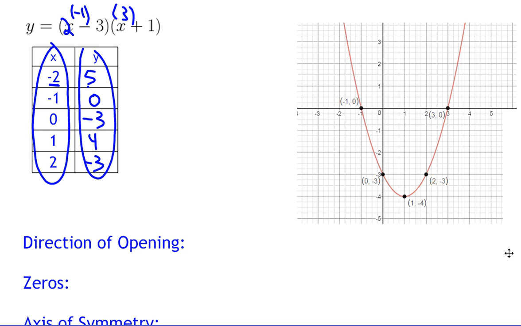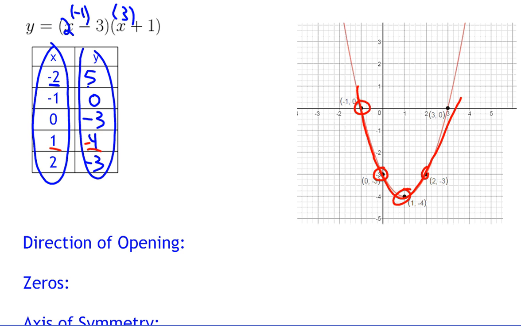So when x equals negative 2, I couldn't quite get it on the graph here. So we'll skip that first one. When x equals negative 1, y is equal to 0. That gives us this point right here. When x is 0, y is negative 3. When x is 1, y is 4. Or sorry, negative 4. That should have been a negative 4. And when x is 2, y is negative 3. So you can see a nice smooth curve through those points, and we get a nice looking parabola.